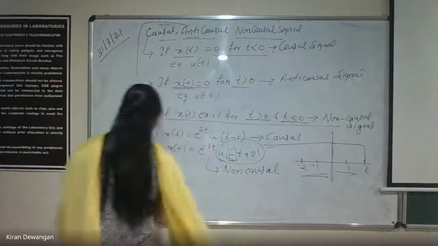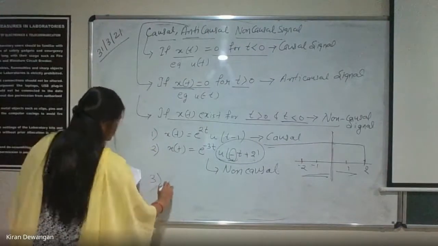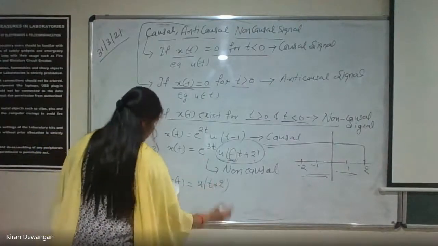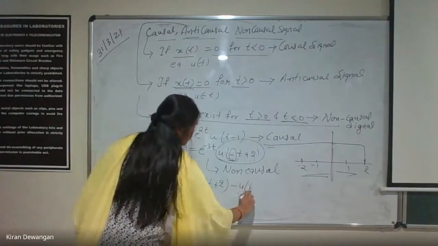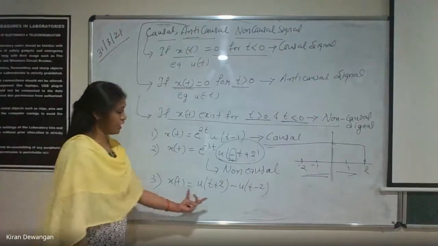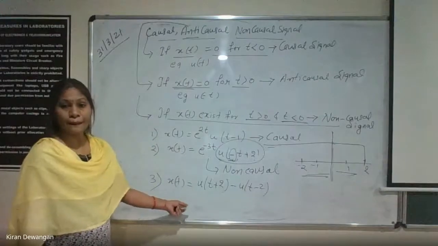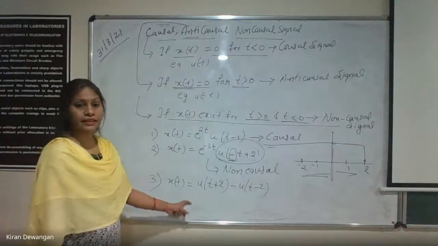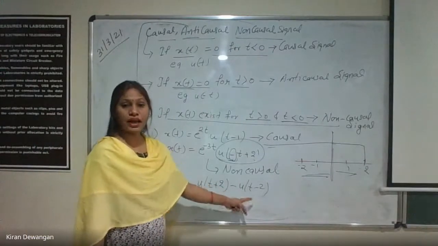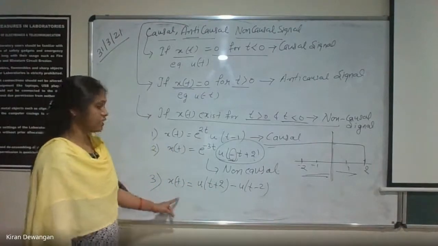Okay? Now let us check another signal, the third one. X of t is u of t plus 2 minus u of t minus 2. What is it? Causal, anti-causal or non-causal? It's non-causal again.